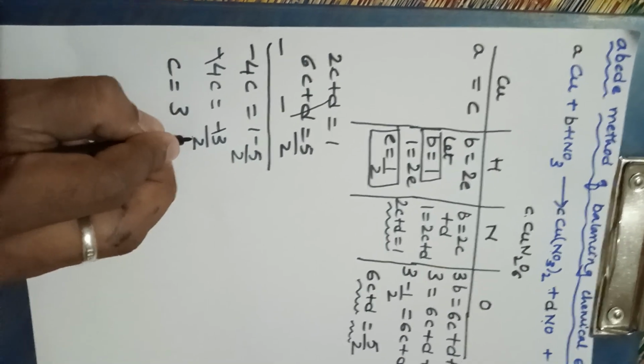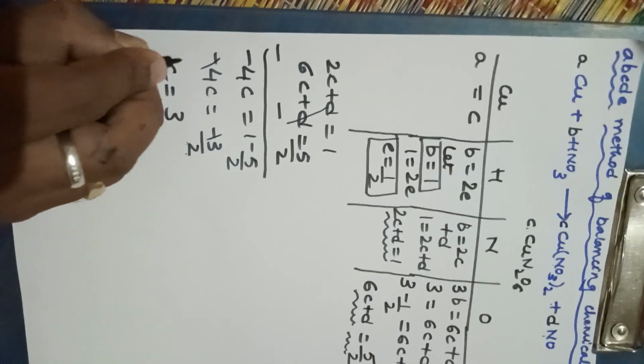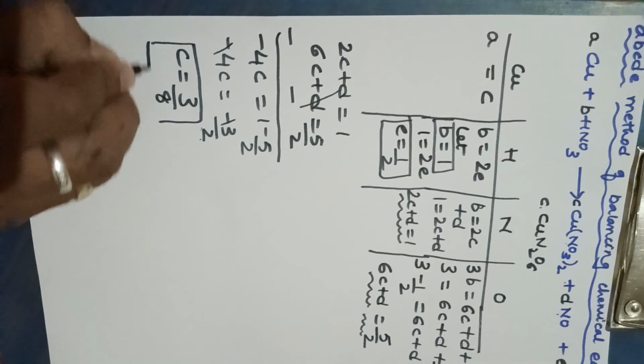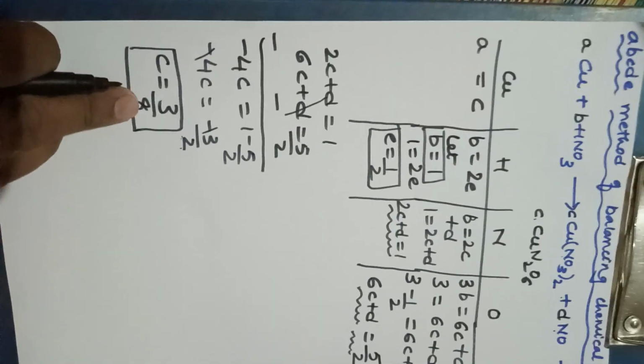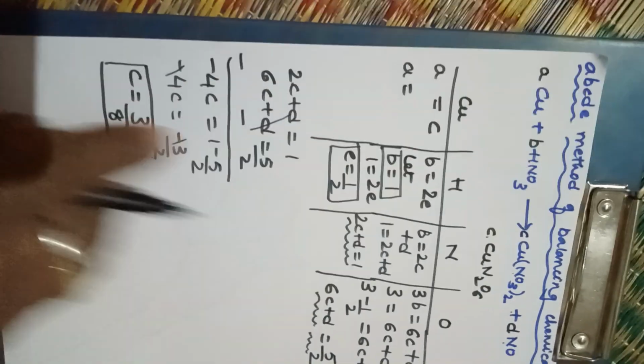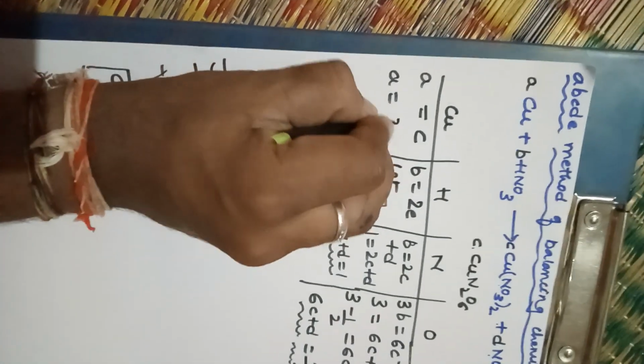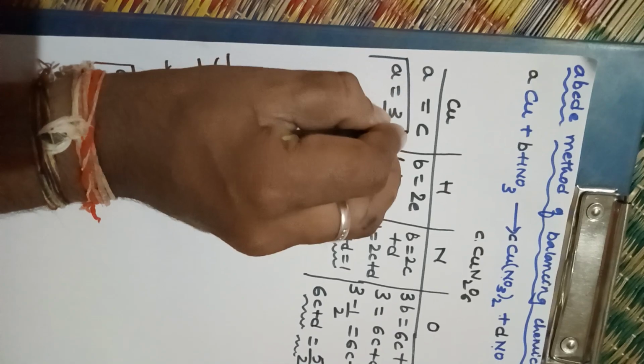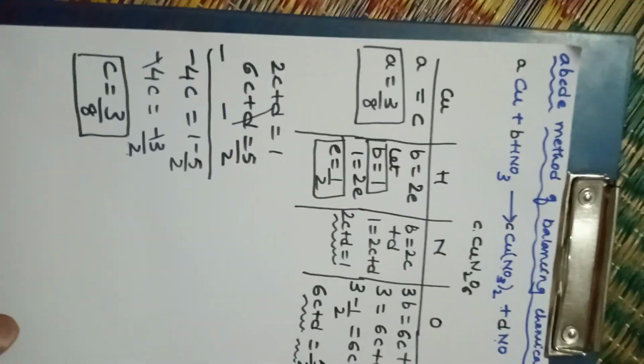This 4 gets multiplied to 2 and it becomes 8. So the value of c is 3/8. Now if you know the value of c, it's very easy to find the value of a. We know a is equal to c, and just now we got the value of c as 3/8. So what is the value of a? The value of a is 3/8.